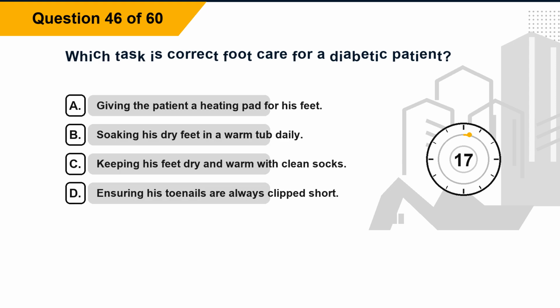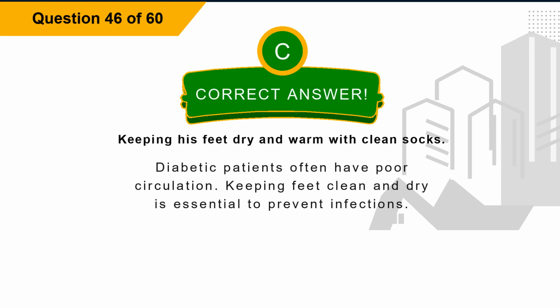Question 46. Which task is correct foot care for a diabetic patient? Option A, giving the patient a heating pad for his feet. Option B, soaking his dry feet in a warm tub daily. Option C, keeping his feet dry and warm with clean socks. Option D, ensuring his toenails are always clipped short. The correct answer is option C, keeping his feet dry and warm with clean socks. Explanation. Diabetic patients often have poor circulation. Keeping feet clean and dry is essential to prevent infections.